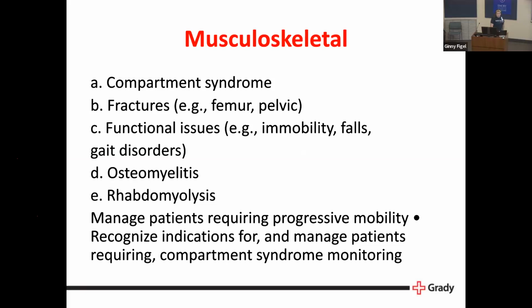Musculoskeletal. All right, so we're going to talk about compartment syndrome, fractures, functional issues like immobility, falls, gait disorders, osteomyelitis, and rhabdo. So what they want you to know is how to manage patients requiring progressive mobility, recognize the indications for, and manage patients requiring compartment syndrome monitoring.